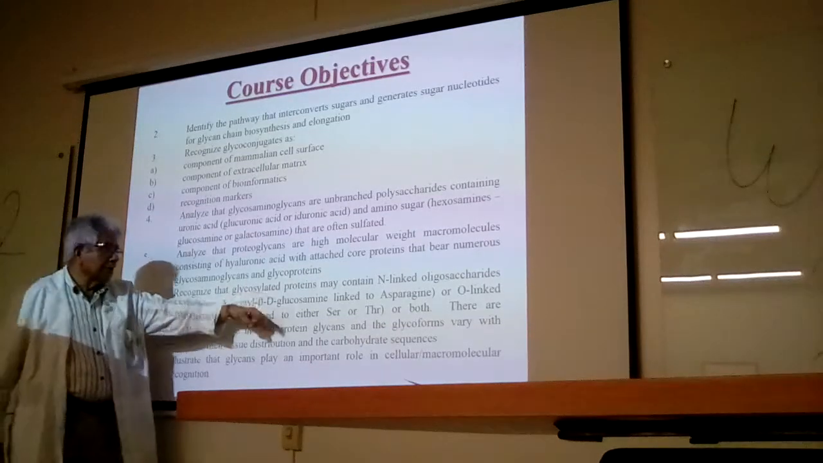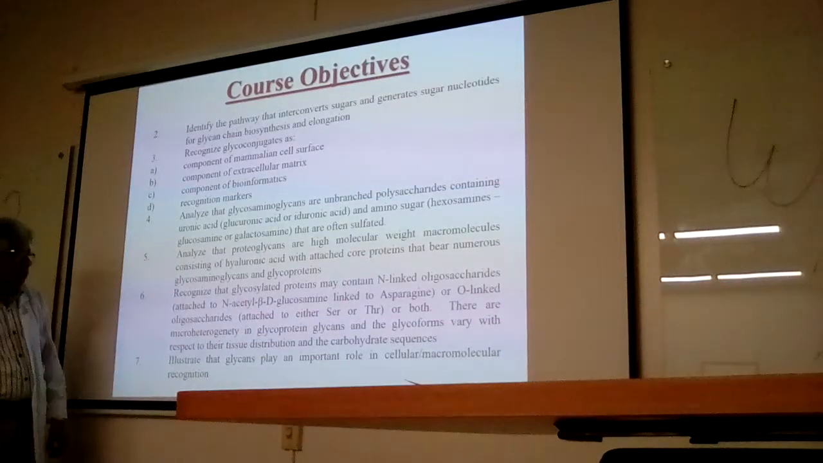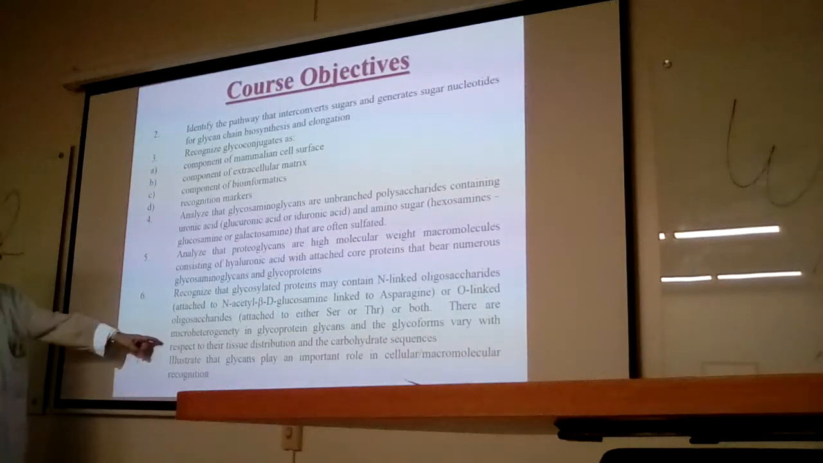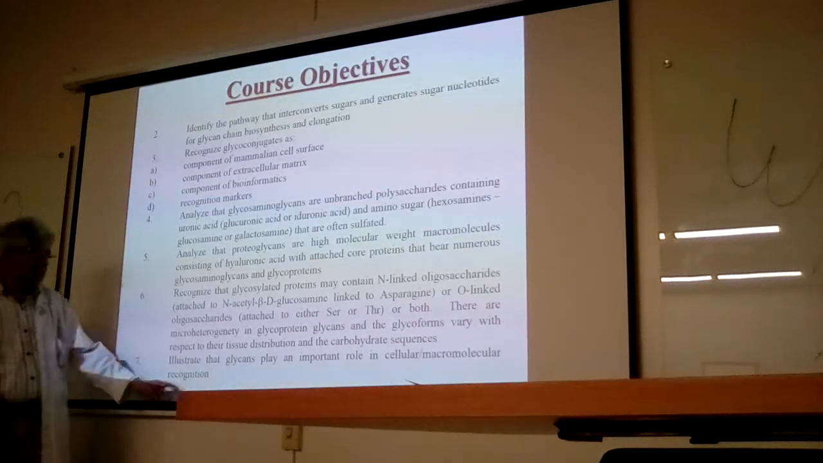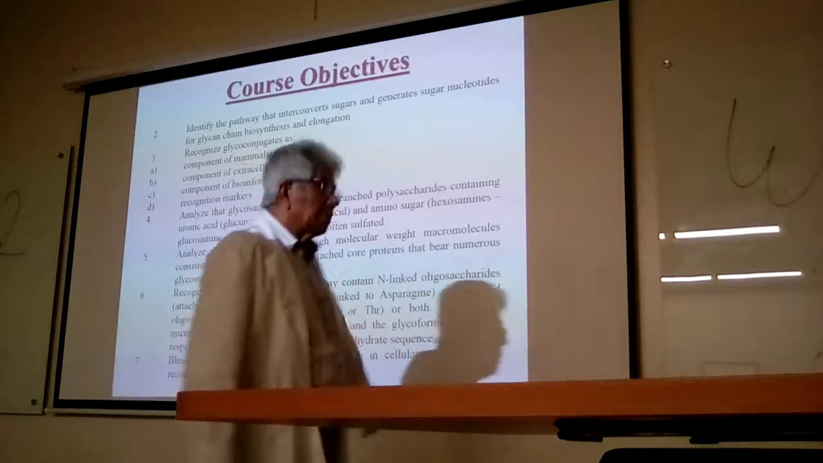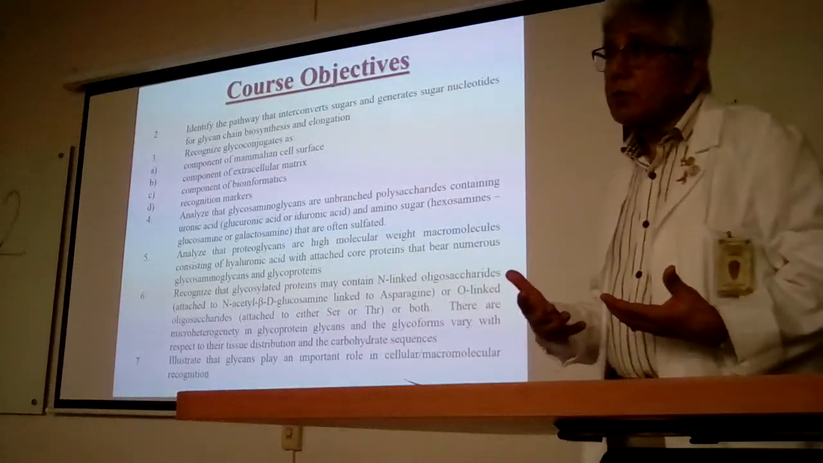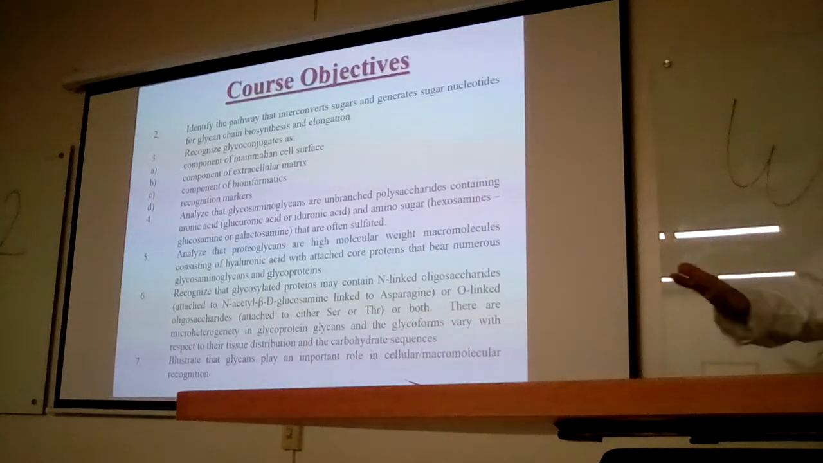And they will recognize that glycosylated proteins may contain N-linked or O-linked oligosaccharides, depending upon which amino acid is linking up, the asparagine residue or the serine residues. The glycans play an important role in cellular, molecular, or macromolecular recognition, because when cells interact, all the cell signaling starts, and all the receptors in the cells are glycoproteins. And the glycosaminoglycans, because they are so huge and in water, form gel-like structures. Then they interact with other protein molecules and give you the extracellular matrix.